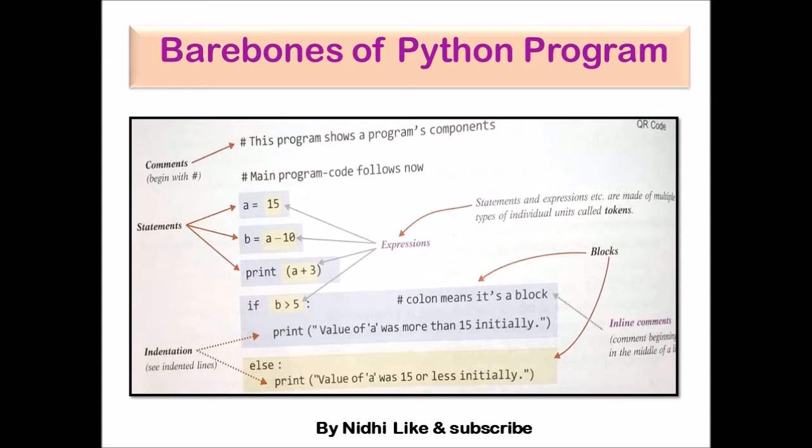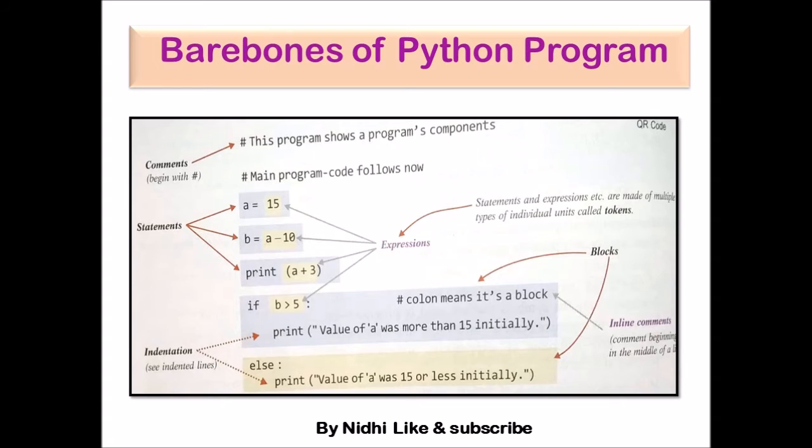Here it is written: the program shows program components. Okay, and then the program will start. Here a, b, c are variables, and the print statement is a function that is taking a plus 3 value, and then we are checking a condition. This if and else are known as a block or indentation. If the b value is greater than 5, then it will display this message, otherwise it will display this message. So this is just code depicting various components of a program.